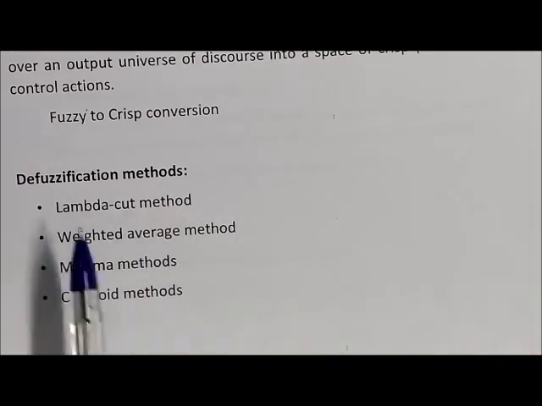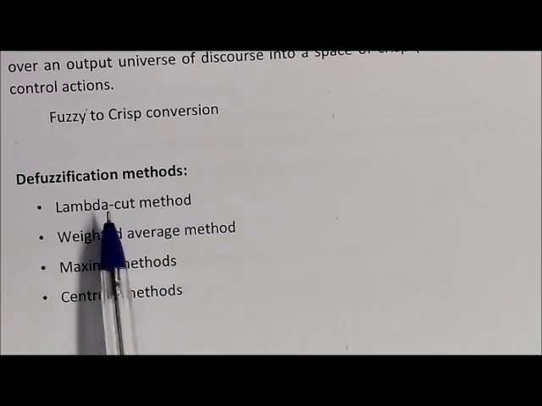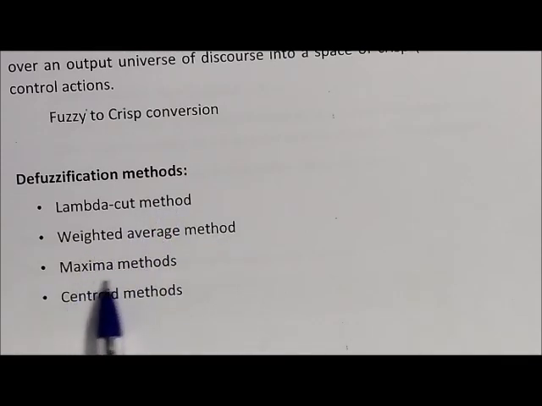So we have some defuzzification methods. We have 4 methods of defuzzification. The first one is the lambda cut method, then the weighted average method, the maxima method, and the centroid method.